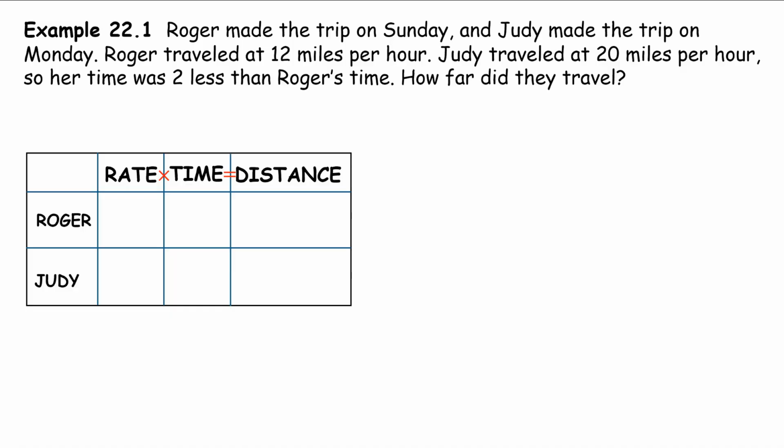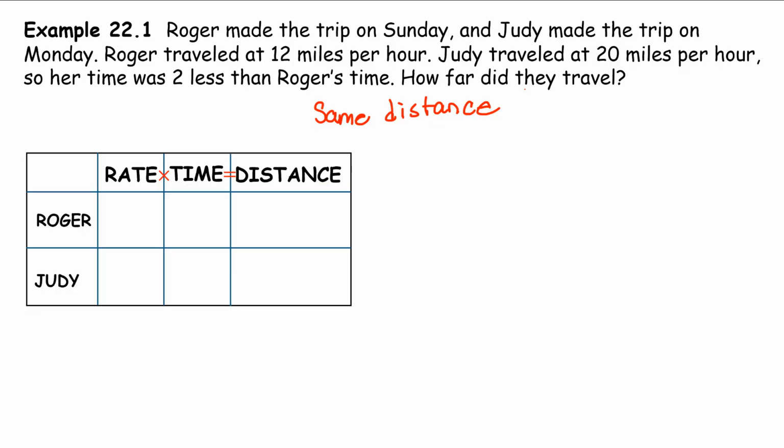Okay, how do I know their distances are the same? Because it says Roger made the trip on Sunday. Judy made the trip on Monday. So the trip is the same trip. So it's the same distance. So this is one of the first things you have to find out in the problem: what is the relationship between their distances? Is one going further than the other? Is one going the same amount as the other? So we need to check on that right away.